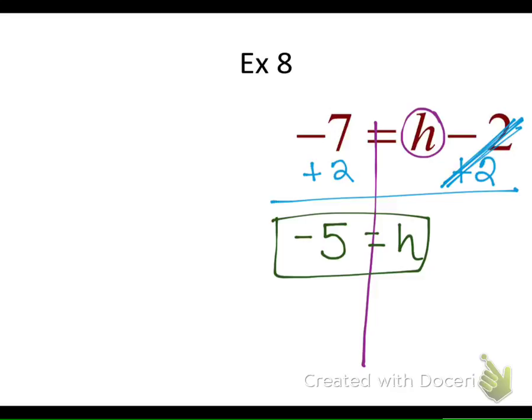Now, if you are really struggling with negatives or integers, you all have a negative button on your calculator. Do you all know how to type negative 7 plus 2 into your calculator? Do you all know how to type in negative numbers? I just want to make sure everybody has it. Okay. Any questions on example number 8? All right. Let's move on to example number 9.